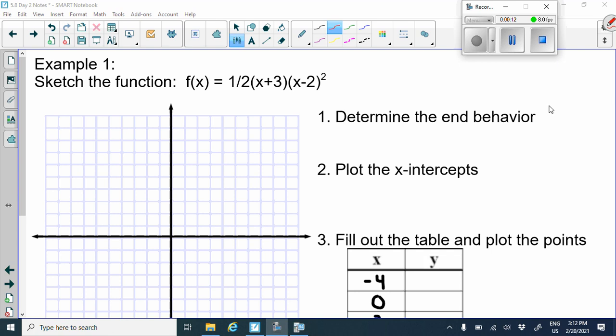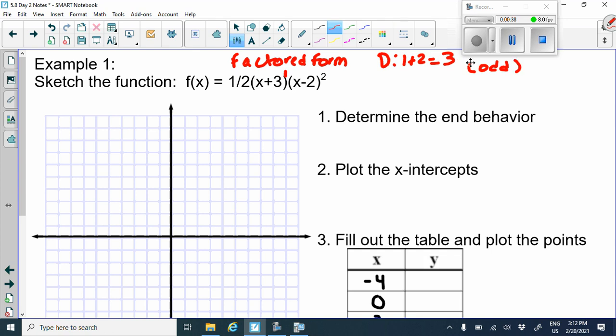Now the first thing is we need to determine the end behavior, basically meaning what is happening with our arrows. Well, notice that we are in factored form. So anytime we're in factored form, to find the degree, we are going to add up all the exponents. Now the x plus 3, that exponent is 1. So I have 1 plus 2, so my degree is 3, and that means it's an odd degree.